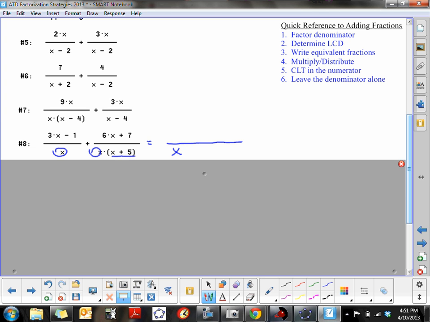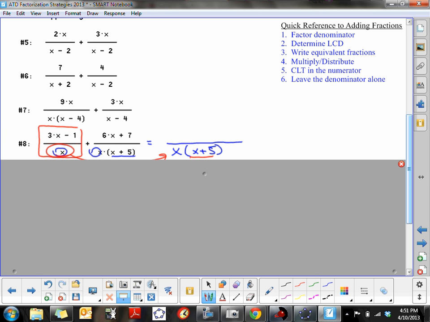But then I'm missing the x plus 5, so I need an x plus 5 in the common denominator. I'm going to come back and write equivalent fractions. Now it's a comparison. Take your first fraction and look at the denominator. What is this denominator missing that our least common denominator has? It's missing the x plus 5.